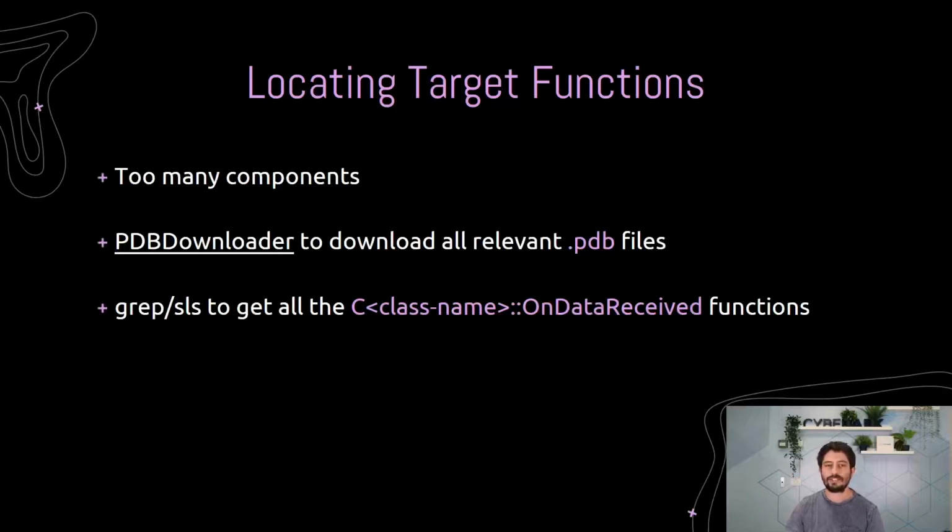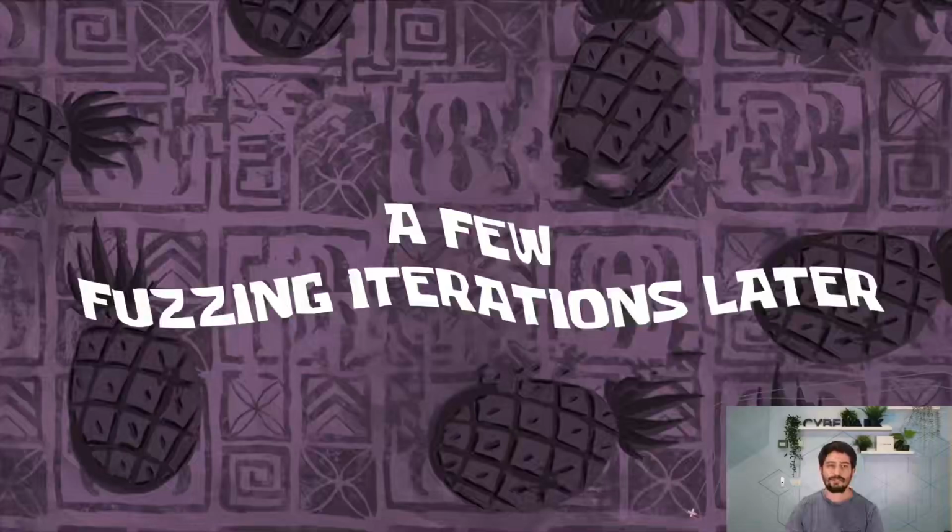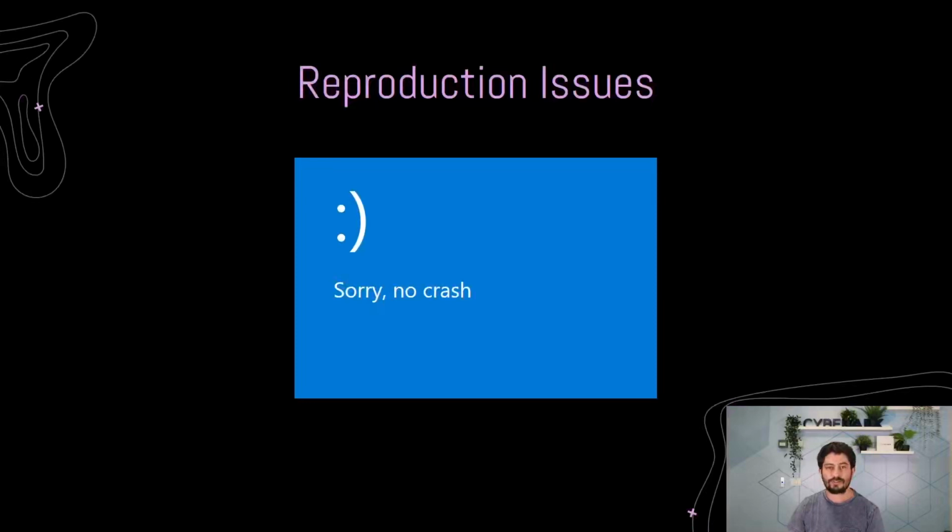As a side note, I would say that it would be very beneficial for the security community to have a complete database of all available type info and function names of all the public Microsoft PDBs. And we didn't get around to it, but it would be great if someone would take the glove and do it. A few fuzzing iterations later, we found our first crash.